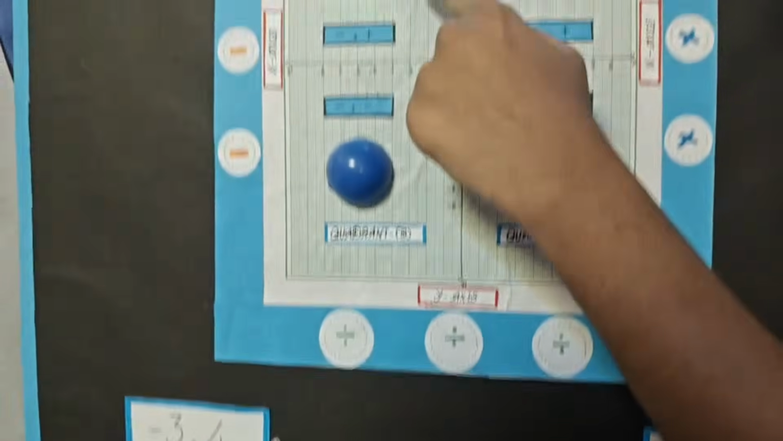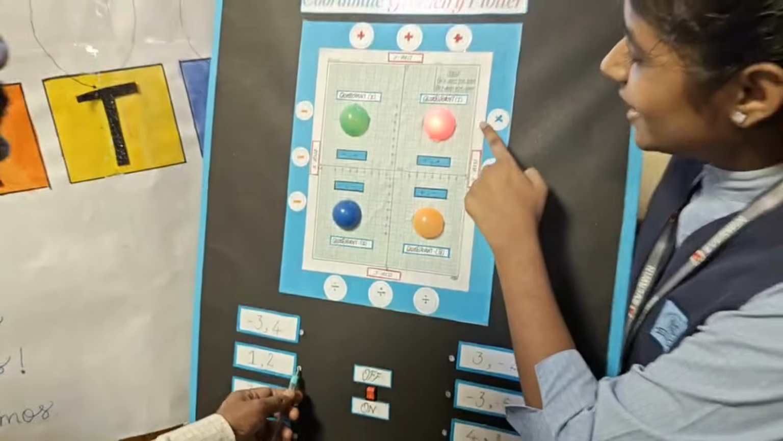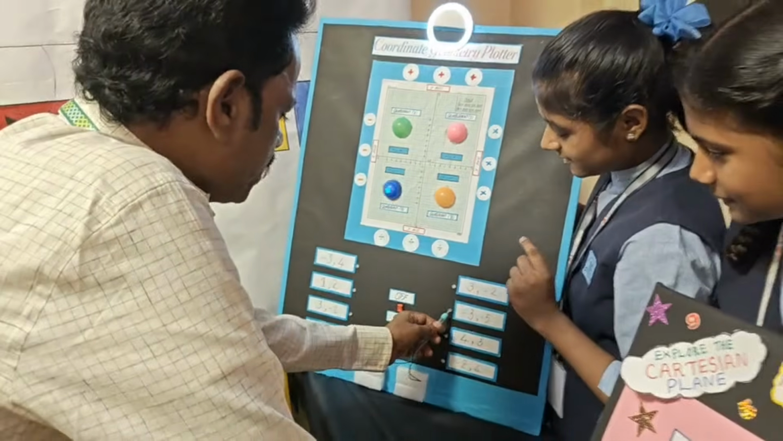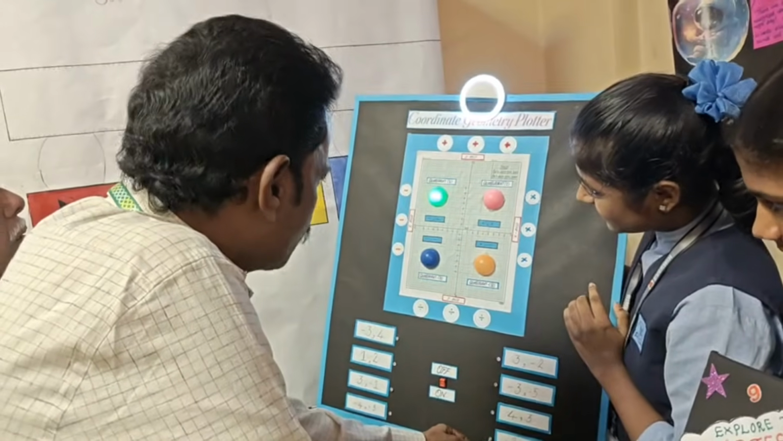It shows which quadrant a point is in. Like this, if I touch this one, 1, 2, it is Quadrant 1. If I touch minus 3, this is quadrant 5.